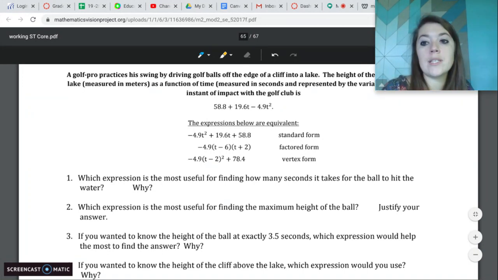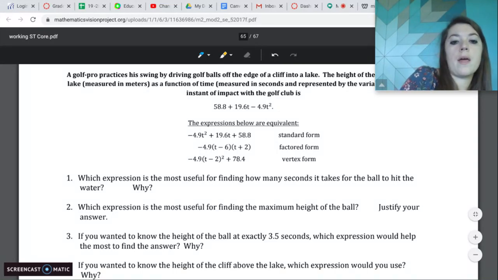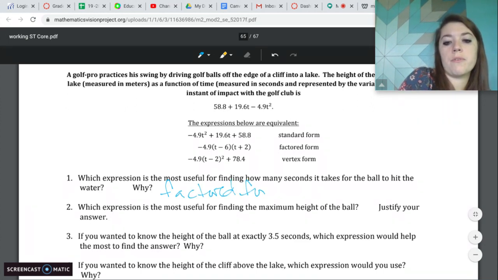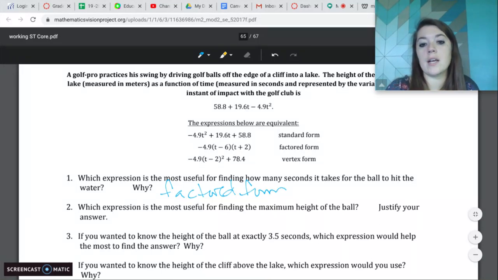Why? So first of all, what does it mean when the ball hits the water? If we were thinking about having an actual graph of this, at what point would it be hitting the water? It'd be hitting at 0. The water would represent 0, or the x-axis, which means we want to know what the x-intercepts are. So which of these three equations shows us the x-intercepts the easiest? That'd be factored. So remember from last time, when it's in factored form, finding those x-intercepts is the opposite of each of these two values. Those are your x-intercepts.